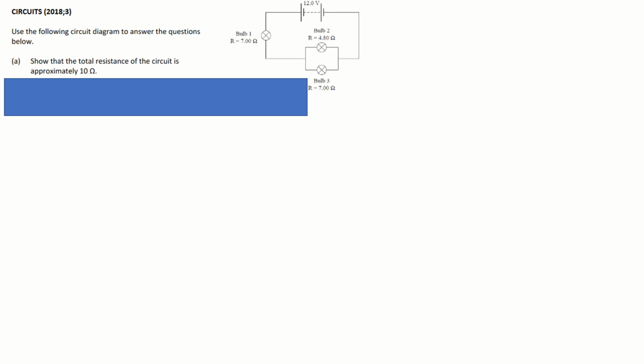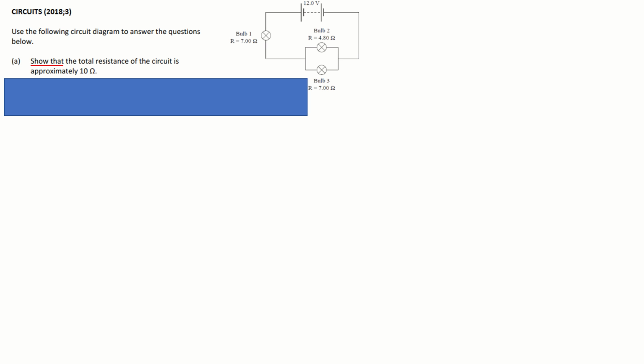First chunk is, use the following circuit diagram to answer the questions below. A, show that the total resistance of the circuit is approximately 10 ohms. So, the first thing we want to do is notice that this is a "show that" question. Show that questions mean that it tells you what the answer is. The total resistance is approximately 10 ohms. But we need to prove it, which means we need to show all our work.